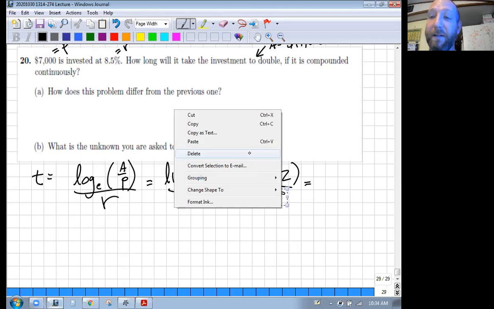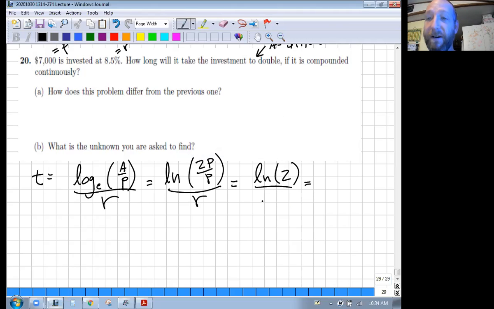And our rate here is 0.085. So if I take 2 and then press natural log and then divide by 0.085, we get 8.15 years. So at this interest rate, it doesn't matter how much you've invested, it's going to take 8.15 years to double your money if it's compounded continuously.